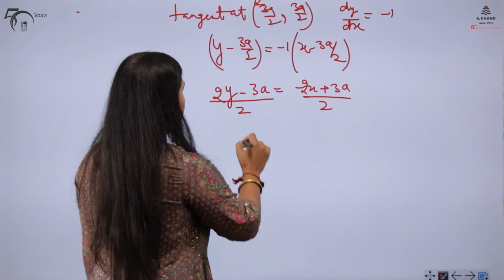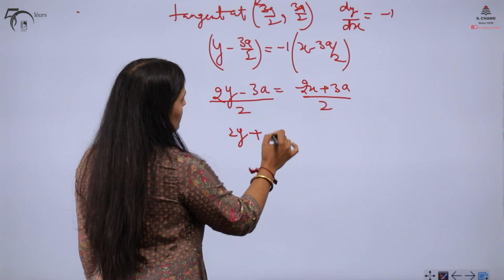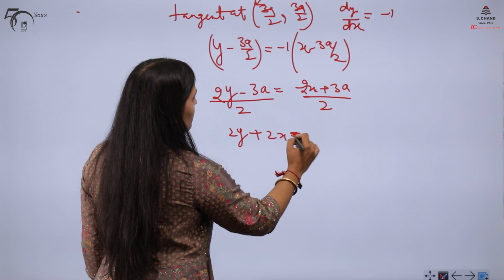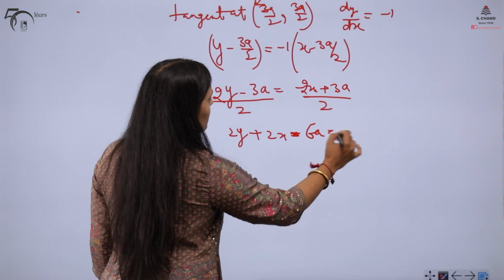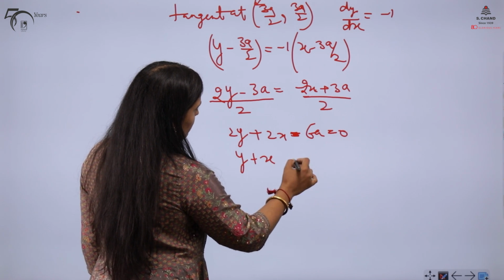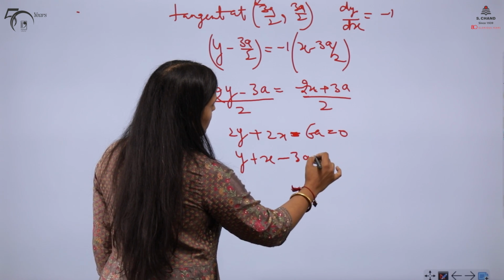remove this, bring this 2x over here and bring this 3a over here as well. So this becomes 6a. Just completely take out x 2 common. So this is your equation.